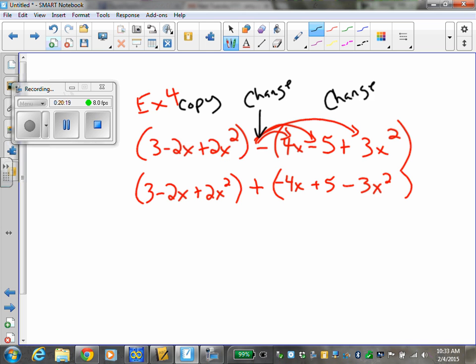Does that make sense? Those of you who have never heard of copy, change, change: you copy the first part down, you change the subtraction to addition, and you change all the signs. The 4x now becomes a negative 4x. The negative 5 now becomes a positive 5. And the 3x squared becomes a negative 3x squared. Copy, change, change. The technical term for this is we don't subtract, we add the opposite.